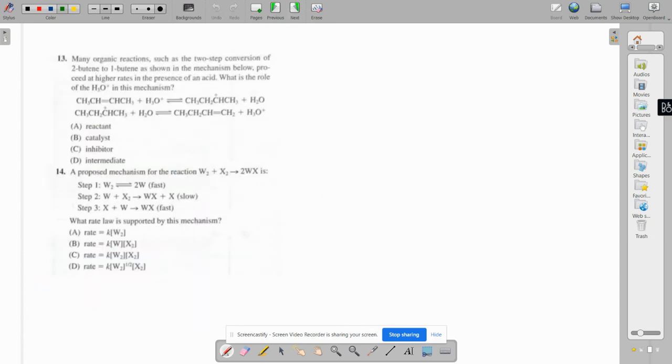Letter B. Number 13. Another mechanism question. It says many organic reactions, such as the two-step conversion of 2-butene to 1-butene, are shown below. It does say it's a mechanism. It asks, what is the role of the acid, the H3O+? Looking at this two-step mechanism, it looks like the H3O+ cancels out, and the water also cancels out. But the way that the H3O+ cancels out, that's what a catalyst looks like.